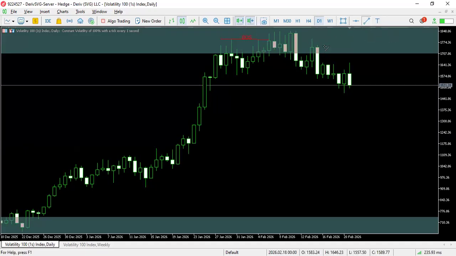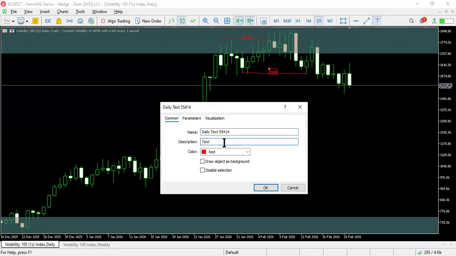And then we have a change of character here where structure was broken. As you can see, we're forming higher highs and higher lows to the upside. However, a new trend has started to form where we broke this higher low. So sellers are starting to step in at this point. So we have a change of character right there.